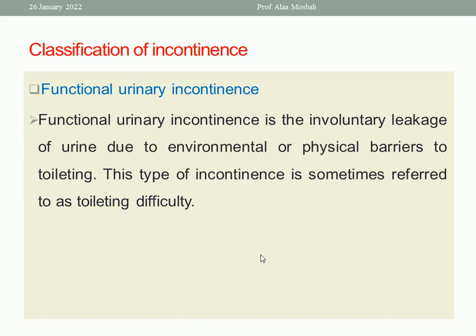What does it mean? The patient wants to micturate, but the environment is not suitable. So the bladder is distended until incontinence occurs. Or there is a physical barrier. The patient is bedridden, cannot help herself, cannot toilet herself, and wants somebody to help her to go to the toilet. So this functional urinary incontinence can occur due to environmental or physical barrier.